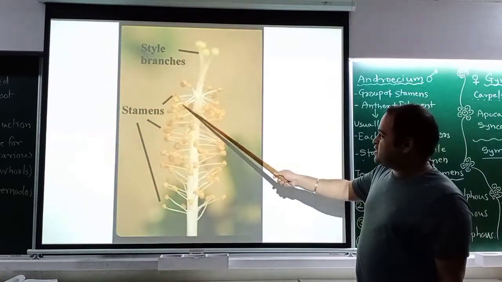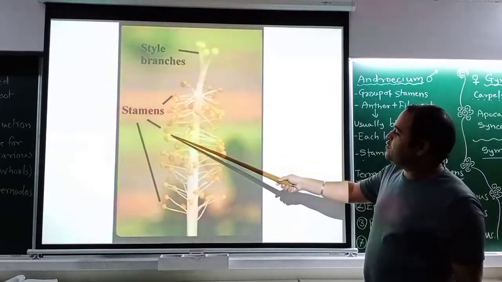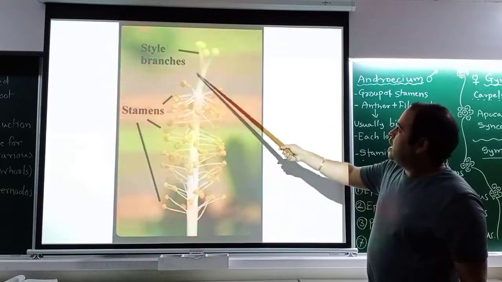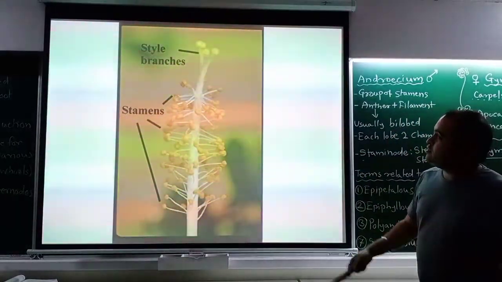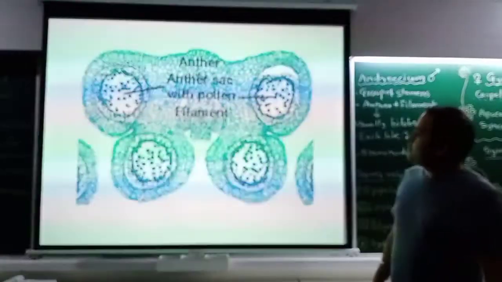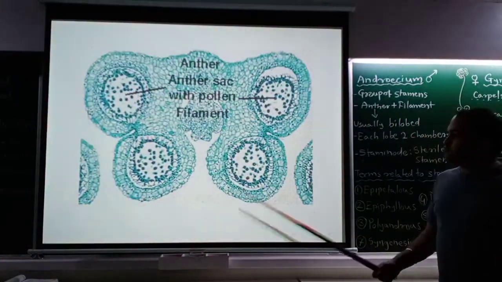Once again, these are the stamens, anther and filament, and these are the styles, stigma, style and ovary. These are the style canals. Look at this particular picture.